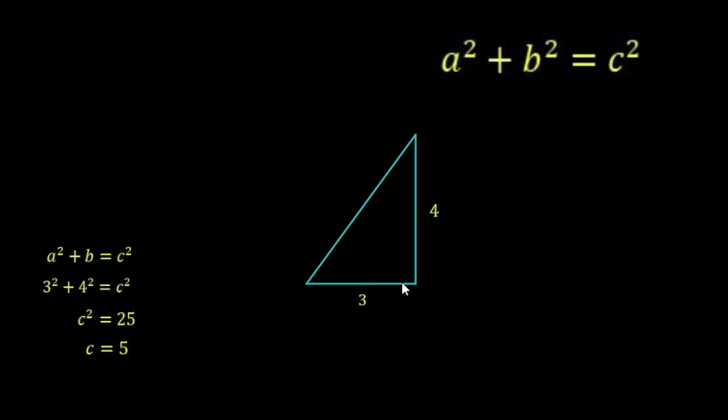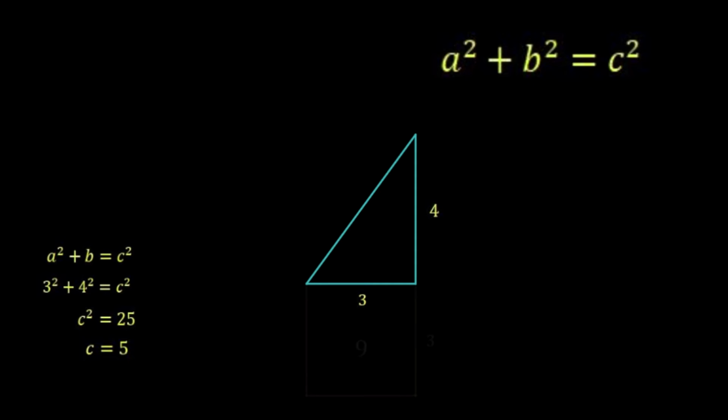Now this only works for right angled triangles. So let's have a little look at the motivation towards a proof of this and see why it is that it works. So let's start off by squaring this side. Whenever we square something, we multiply it by itself. So we're going to multiply 3 by 3 to give us 9.